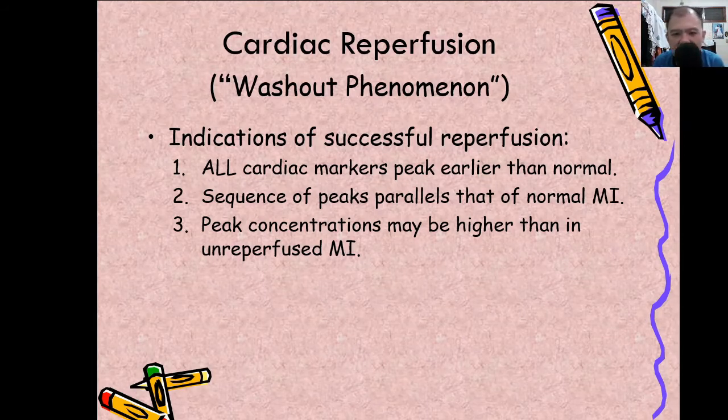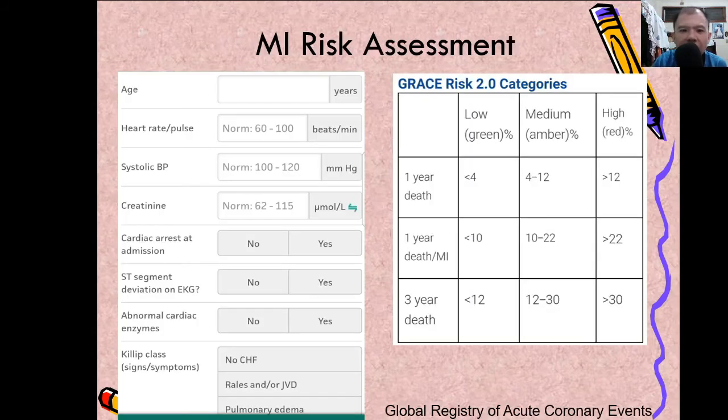Indications of successful reperfusion are the following. You have all cardiac biomarkers peak earlier than normal. The sequence of peaks parallels that of the normal MI. However, the peak concentrations may be higher than in the unperfused MI. Still the same sequence, but the peaks are earlier than normal.